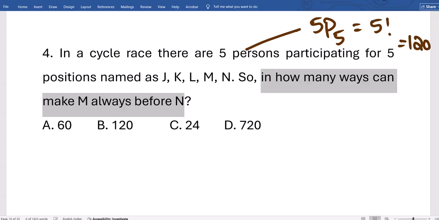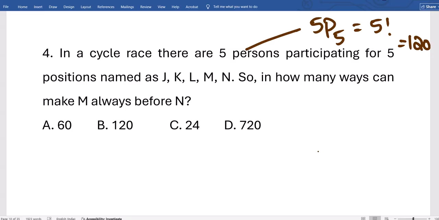But here we have a condition: M must always be before N. Now, how many ways? At most, it's not 720 for sure, because without any condition itself we got 120 only. So it's not 120 also. It should be 60 or 24.